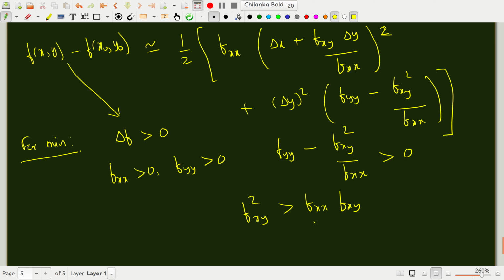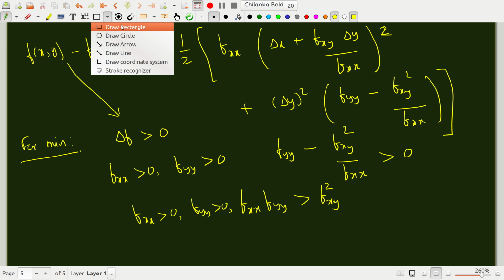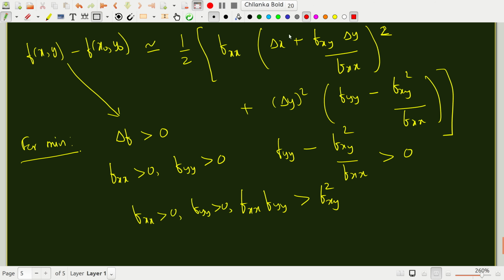Let me see if I made a mistake here. You need this to be greater than 0, so I have to have fxx fyy greater than fxy squared. I'm sorry about this, right? So you need these three conditions to be satisfied: fxx is greater than 0, fyy is greater than 0, and the third condition is fxx times fyy is greater than fxy squared.